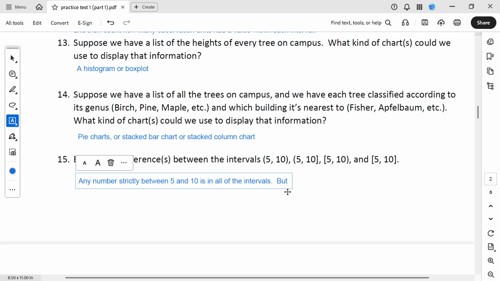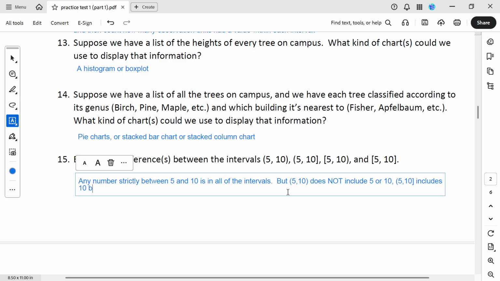But parentheses 5, 10 does not include 5 or 10. Parentheses next to the 5, square bracket next to the 10 includes 10 but not 5. Bracket next to the 5 but not next to the 10 includes 5 but not 10. And finally, the one with both having the square bracket includes both 5 and 10.